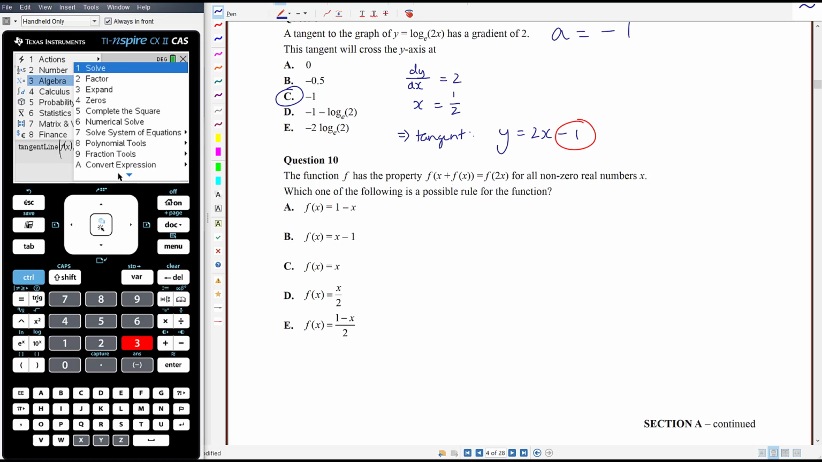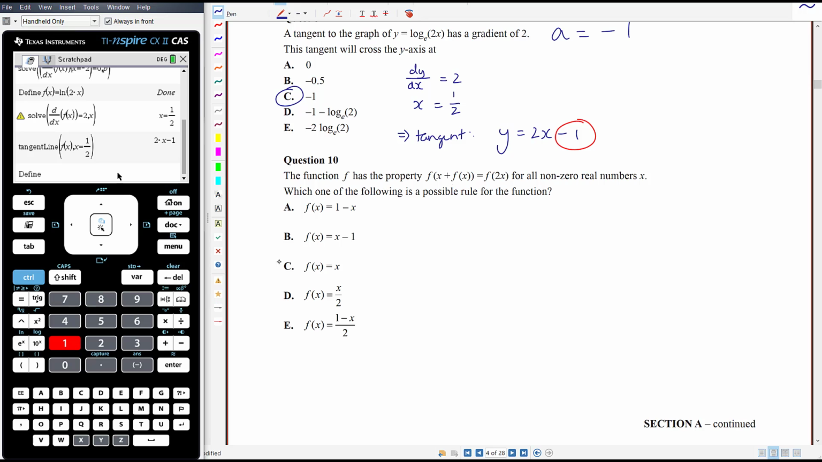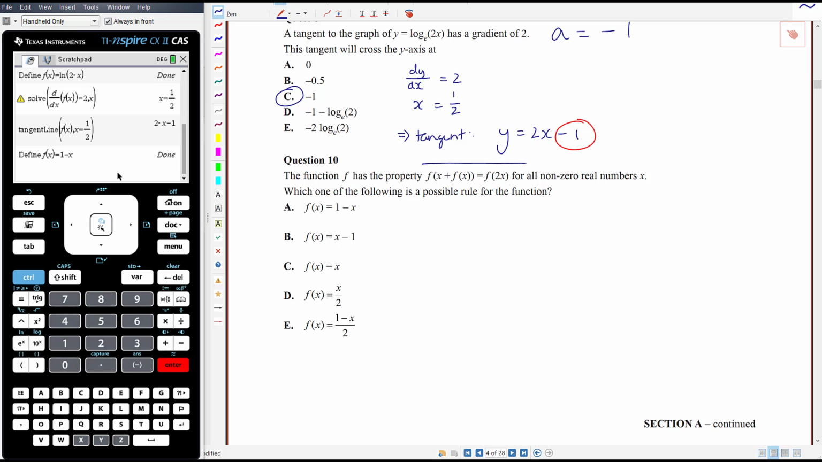Okay, so I'm going to, menu 1(1), define the function in part A, which is 1 minus x, and then I'm going to get my CAS to work out this, and if it is true for all x values, it will tell me true, and if it isn't true for all x values, it will give me some kind of equation involving x. So I'm looking for it to tell me true, and then I'm done. So I'm simply going to type it in. So it's going to be f(x) plus f(x) equals f(2x).